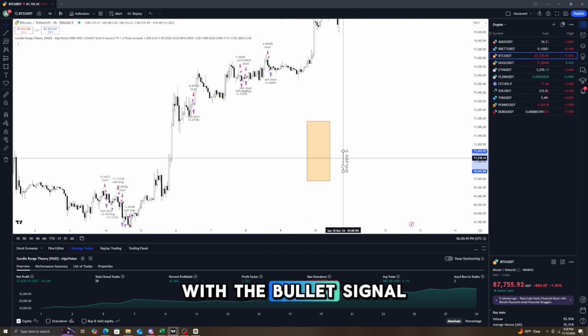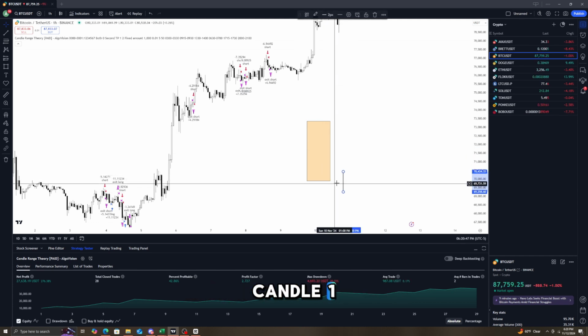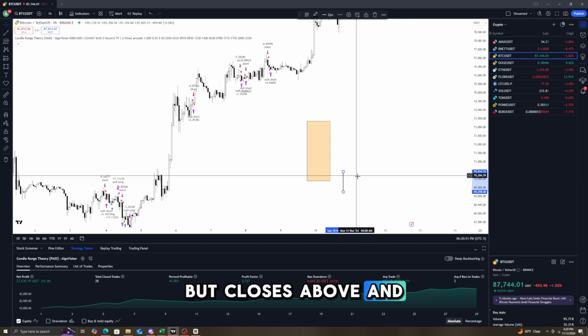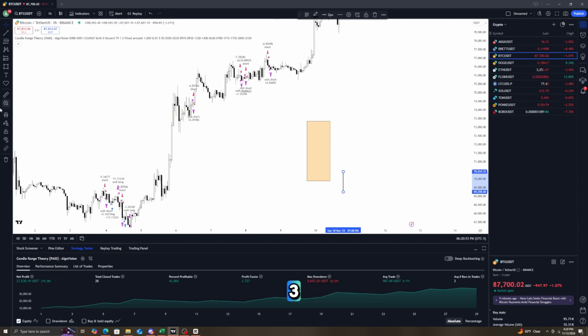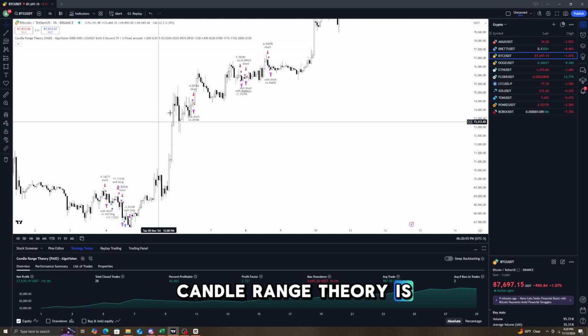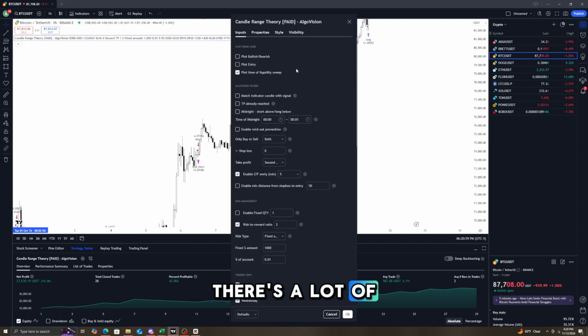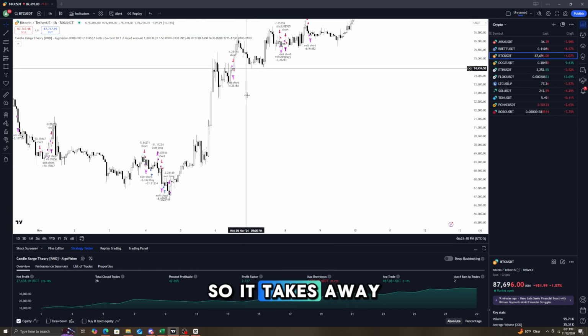And then same thing with the bullish signal, is you have this candle 1, the second candle purges the low but closes above, and then you anticipate a move higher in candle 3. So that is what candle range theory is. And again, if you don't completely understand it, I would look into it. There's a lot of great videos out there. However, our strategy is based off of that.